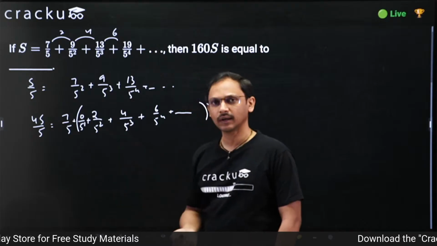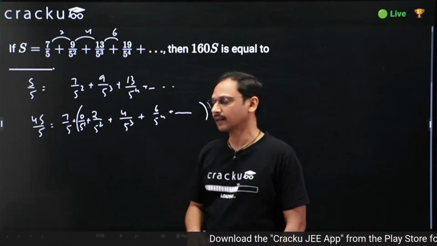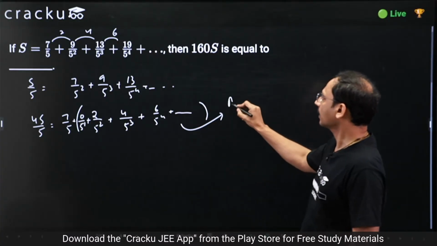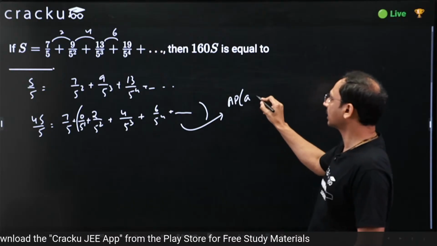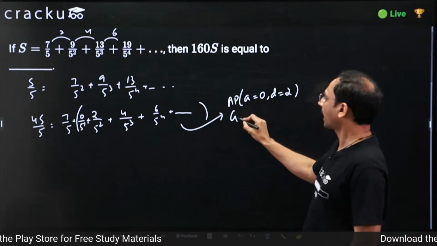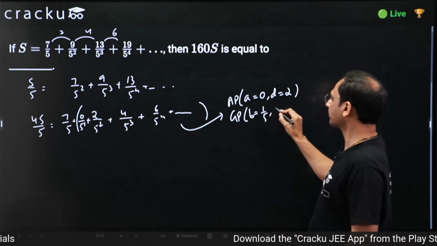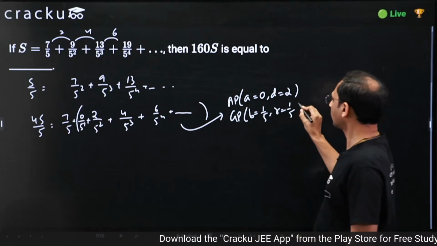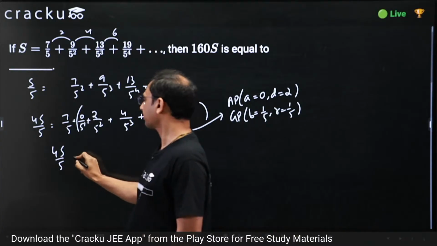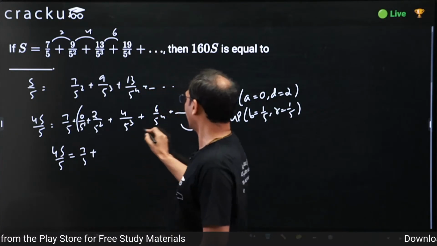That's anyway 0, it won't matter. Keep the 7 by 5 aside because that doesn't come under this pattern. So in this AGP, I have an AP with first term 0, common difference 2. I have a GP with first term 1 by 5, common ratio is also 1 by 5. So I get 4S by 5 plus 7 is equal to 7 by 5 plus S infinity of a GP.